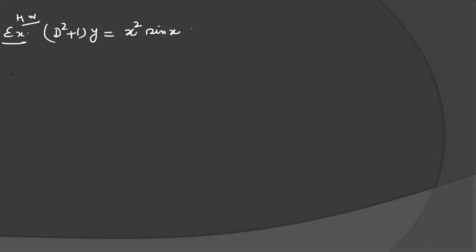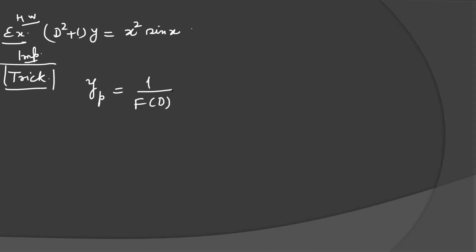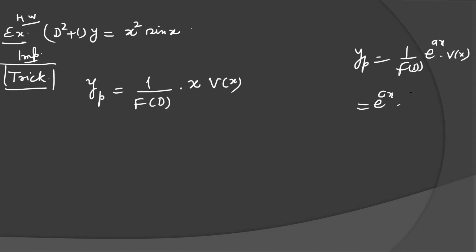Now I'm going to tell you a very smart and very good trick. This trick is very useful, but this trick has certain limitations. For example, if you are going to find the particular integral of 1 over f(D) into e to the power ax into Vx, I told you the result: e to the power ax outside, it is 1 over f(D plus a) into Vx.